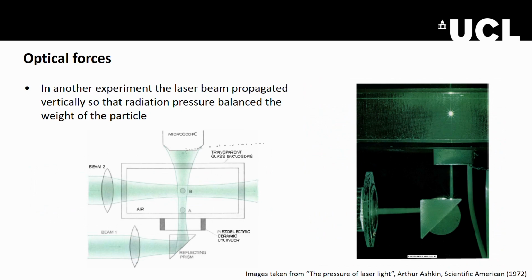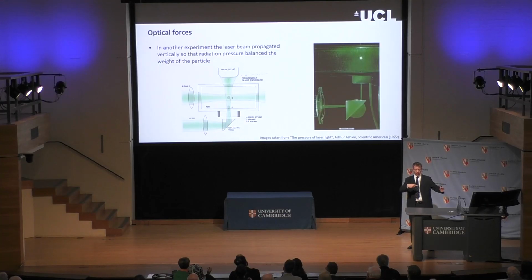Right. In that experiment, Ashkin balanced the pushing effect of a laser beam with the pushing effect from another beam. Another way you could do this is send the beam upwards instead and balance the pushing effect of the laser beam going upwards with the weight of the particle acting down. Ashkin called this optical levitation.